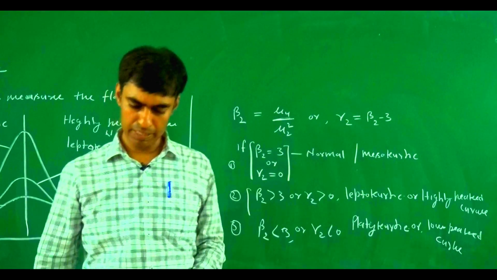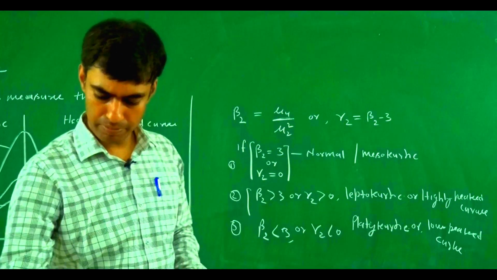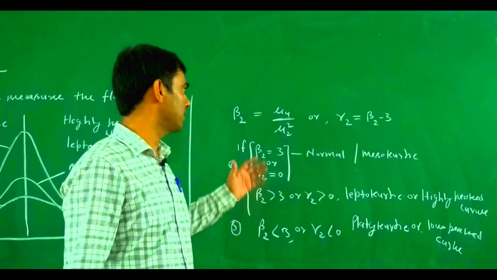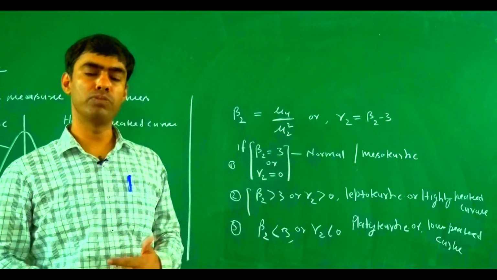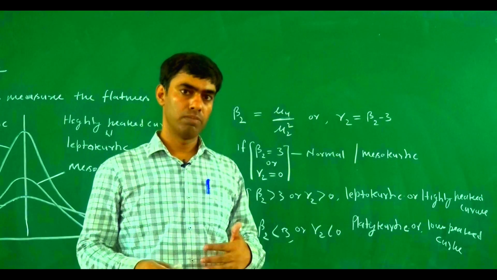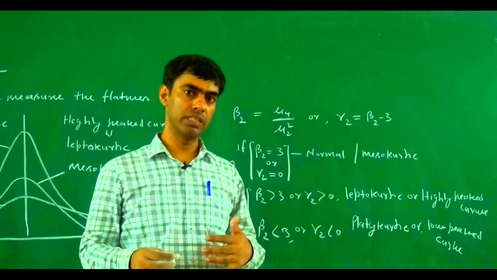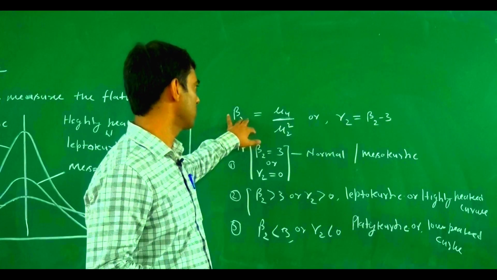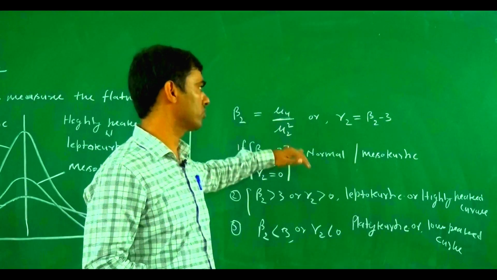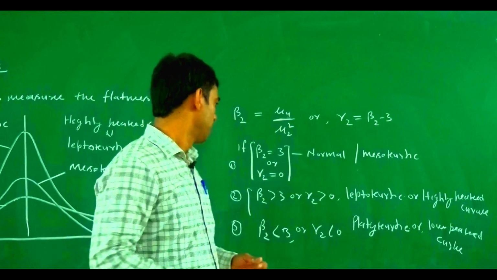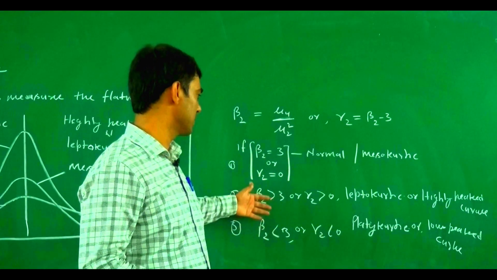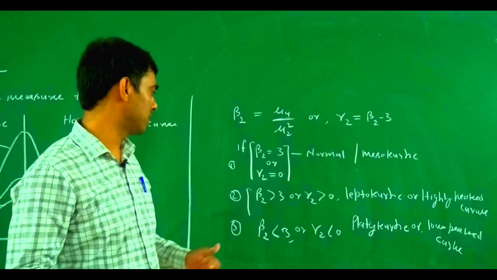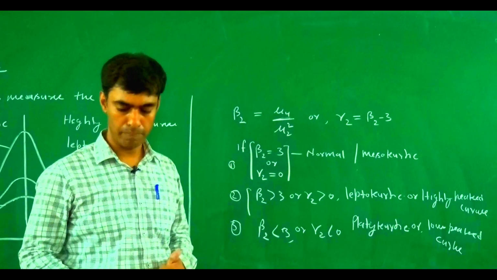So for the given frequency distribution, we find mu2 and mu4, the second and fourth moments about the mean, and find the ratio beta 2 equals mu4 upon mu2 squared. If this equals 3, then this is a normal curve. If this is greater than 3, then it is leptokurtic, and if it is less than 3, then it is platykurtic.